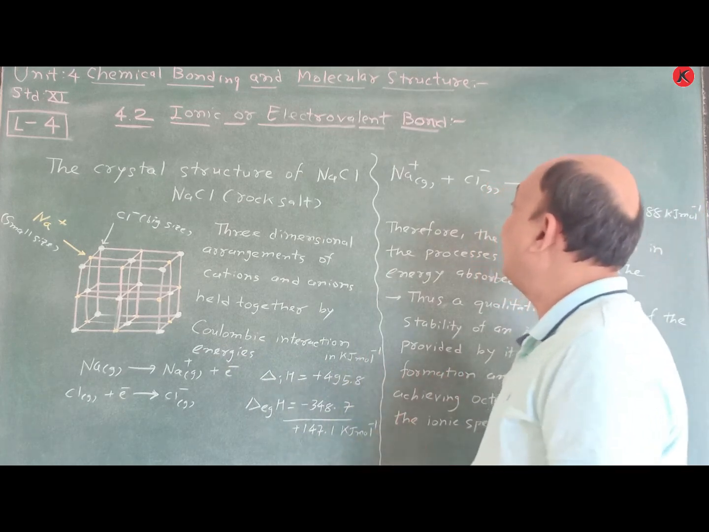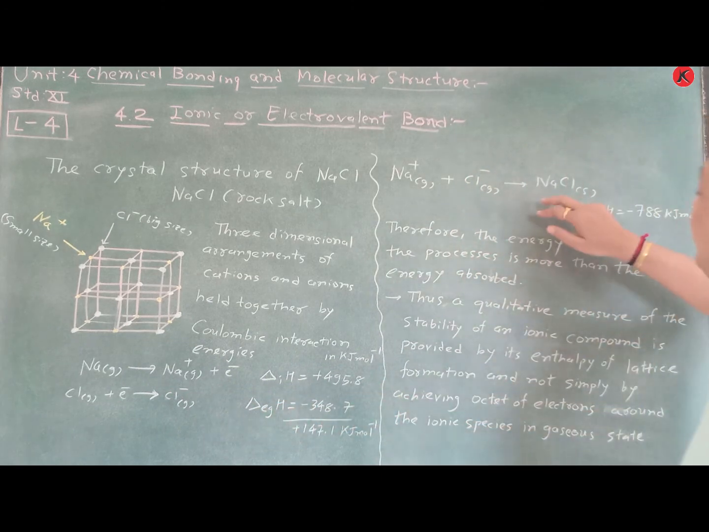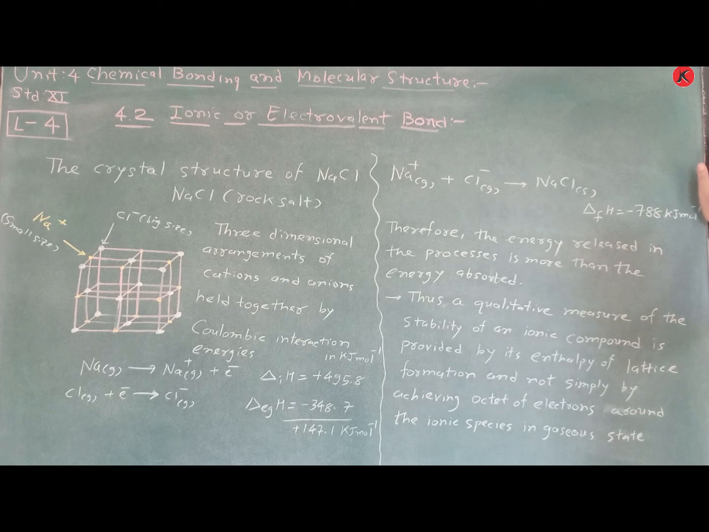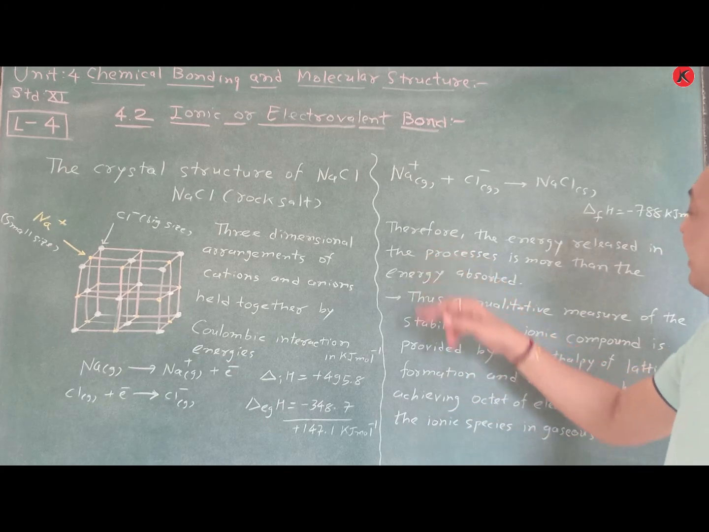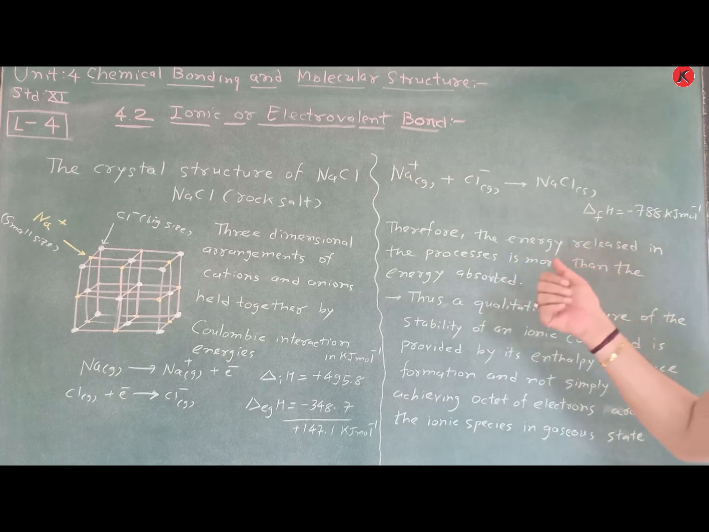But you know that when Na plus gaseous form and Cl minus gaseous form combine, they form NaCl solid, crystalline NaCl solid. At that time, the lattice formation enthalpy of NaCl is minus 788 kilojoule per mole. Minus indicates an exothermic reaction, and that's why the energy released in the process is more than the energy absorbed. So this reaction is considered exothermic.